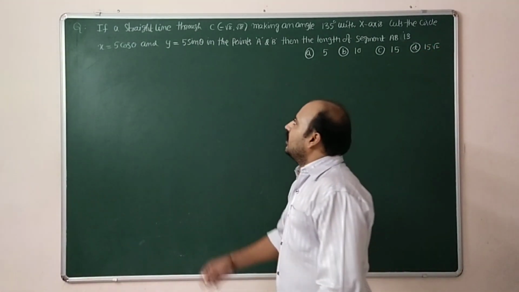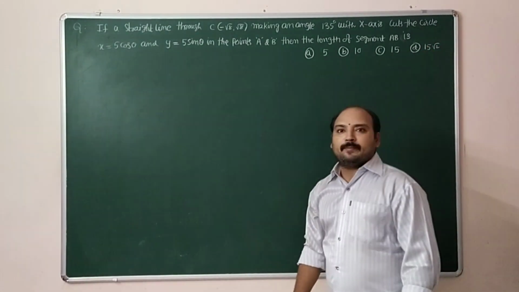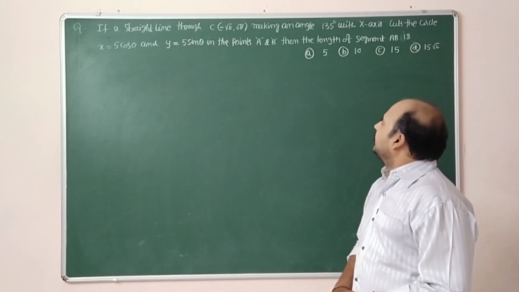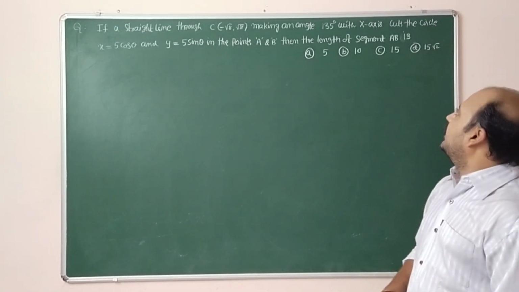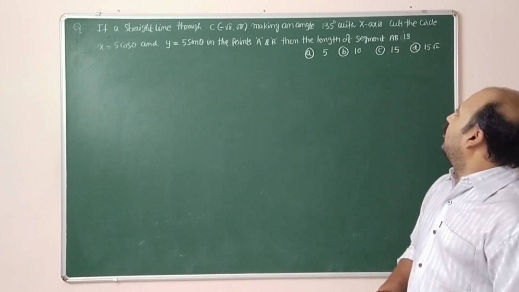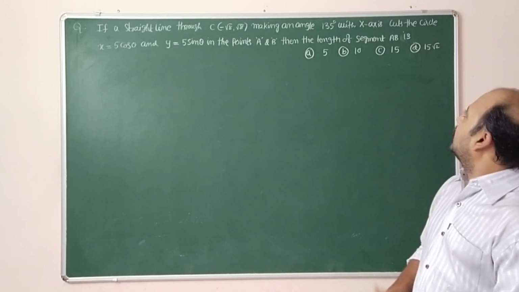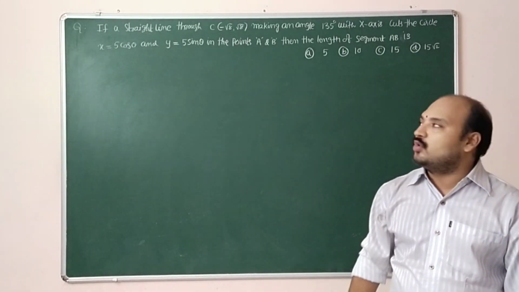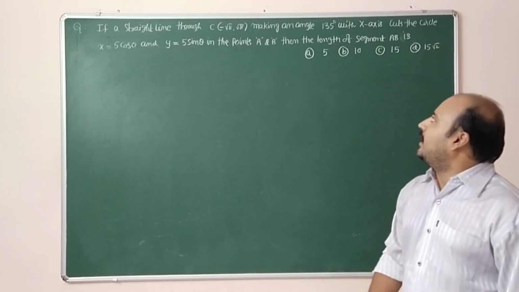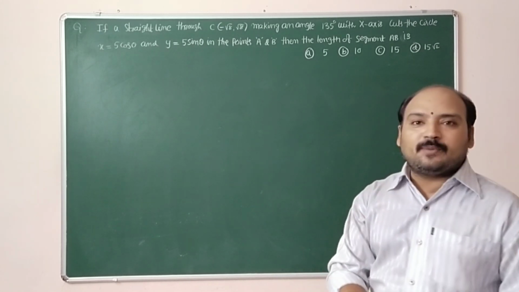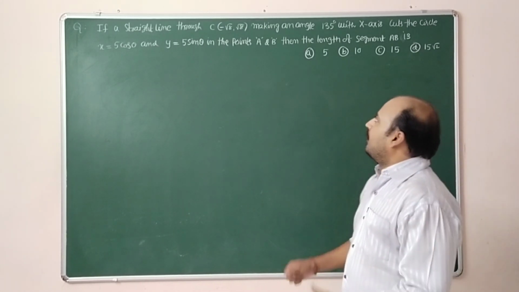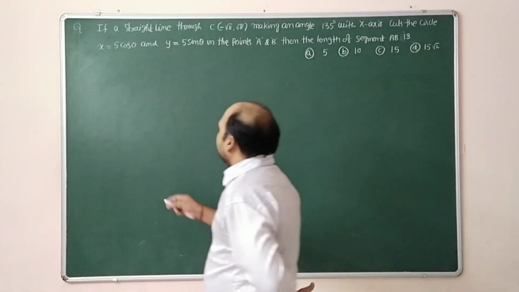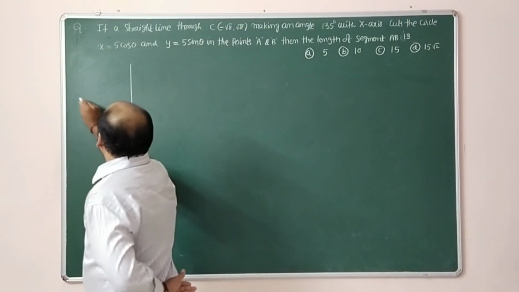The next question. If a straight line through the point (-√8, √8), making an angle of 135 degrees with the x-axis, cuts the circle x = 5 cos θ and y = 5 sin θ at the points A and B, then the length of segment AB is? The point (-√8, √8) belongs to the second quadrant. See here, the rough figure I am drawing.